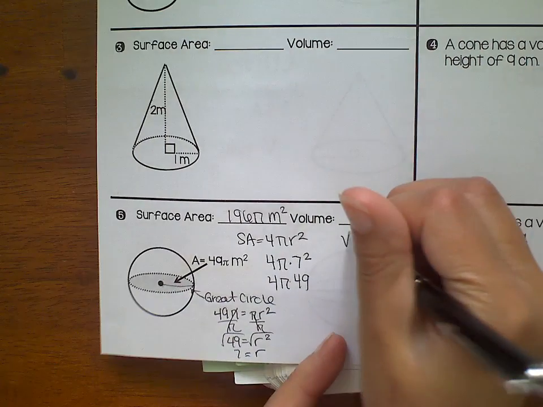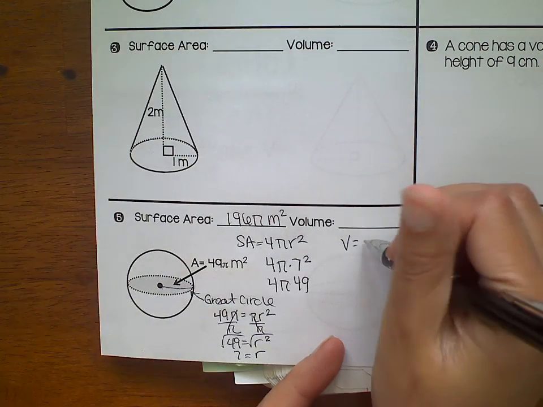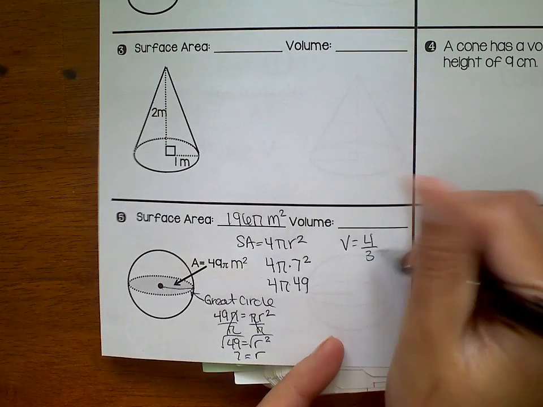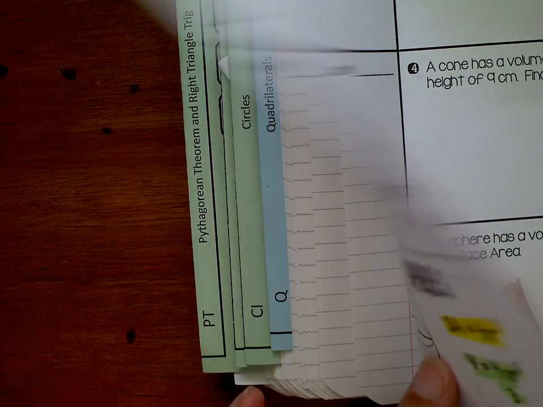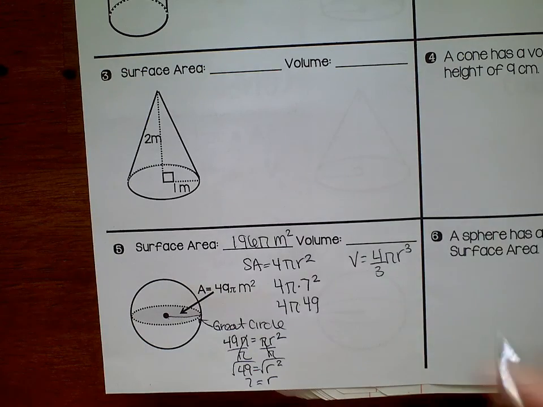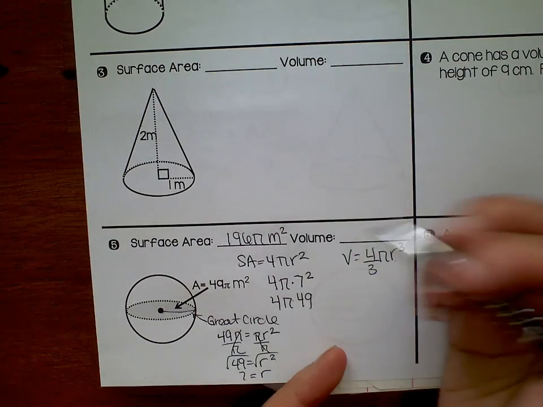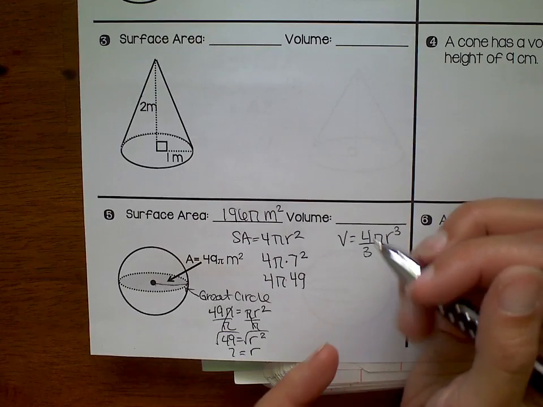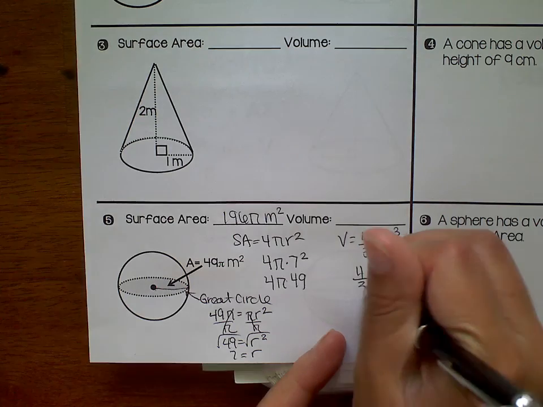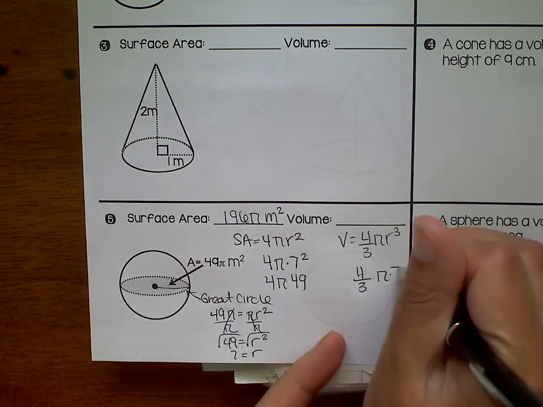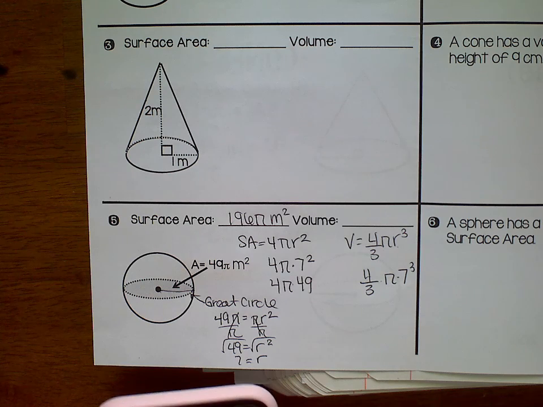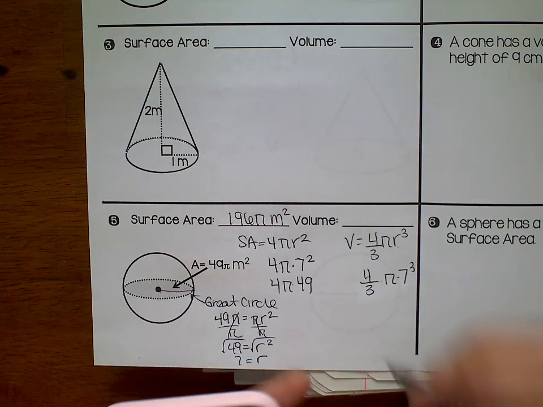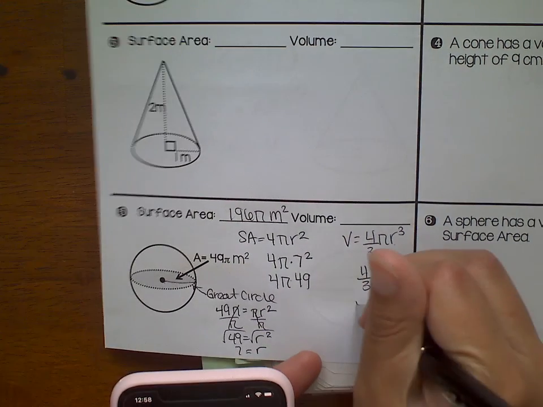And then to find volume, we're going to do 4/3 pi r cubed to get the volume of a sphere. Did I get that right? No, I felt like I forgot something. And the radius is still 7 because we're still in the same sphere. So I've got 4 over 3 times pi times 7 to the third. So I'm going to do 7 times 7 times 7, so 343.